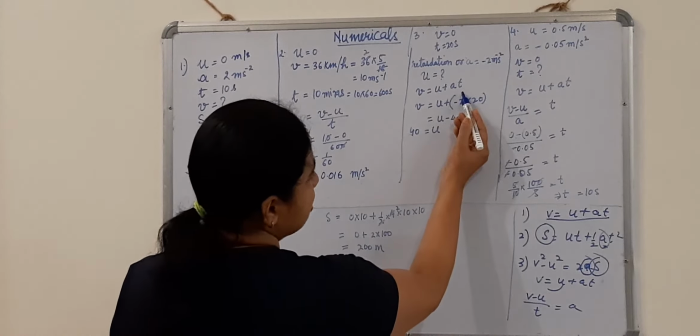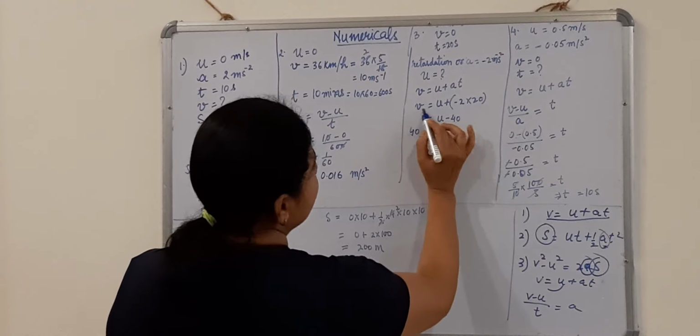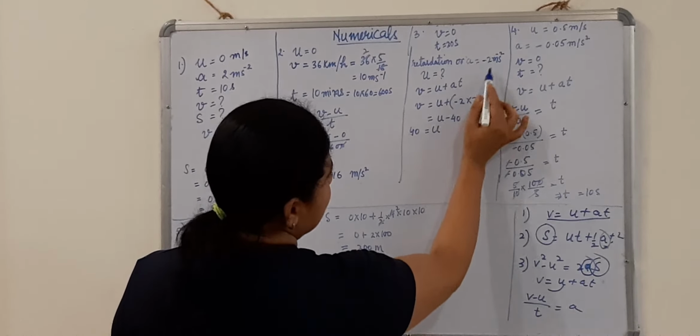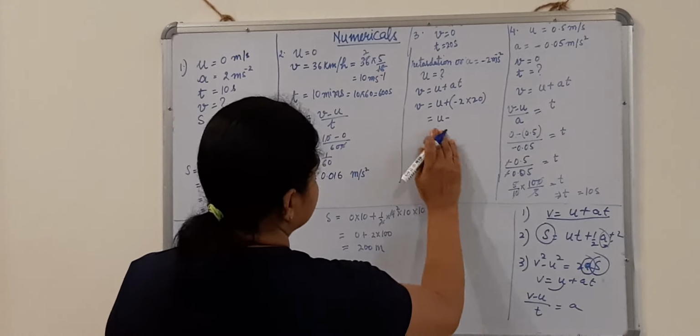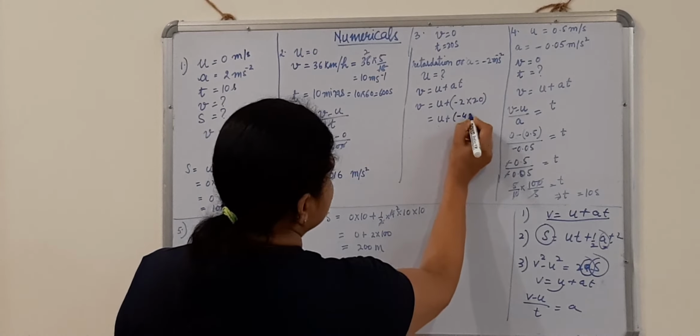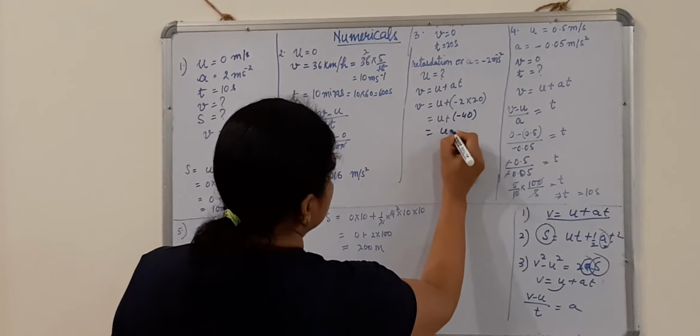So the same first equation I am going to use, V is equal to U plus AT. V is equal to U plus minus 2, A is minus 2, T is 20. When I open the bracket, let me write it like this, U plus minus 40, or U minus 40. V is 0 in this case. So 40 I will take that side, 40 is equal to U. This is my answer, or you can write U is equal to 40 meter per second. This is how we solve the numericals by using our equations of motion.